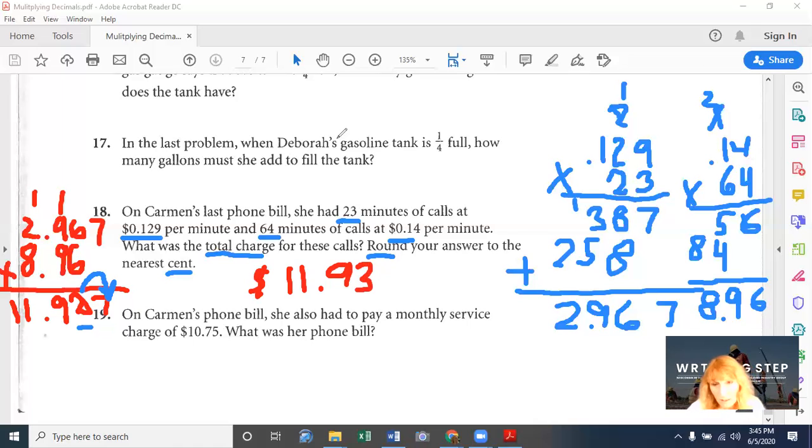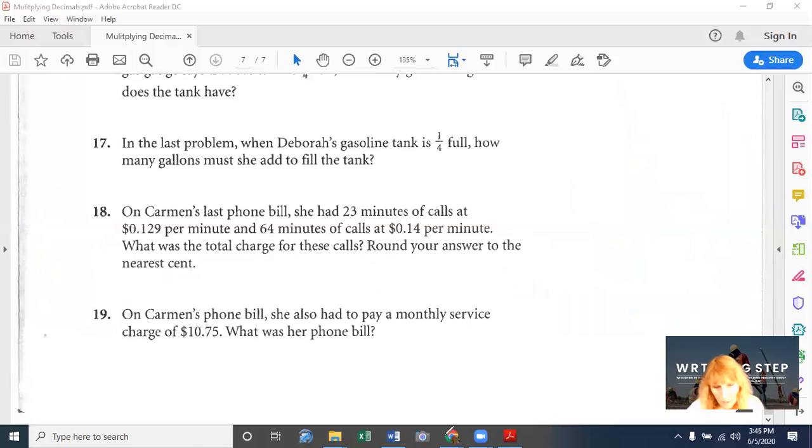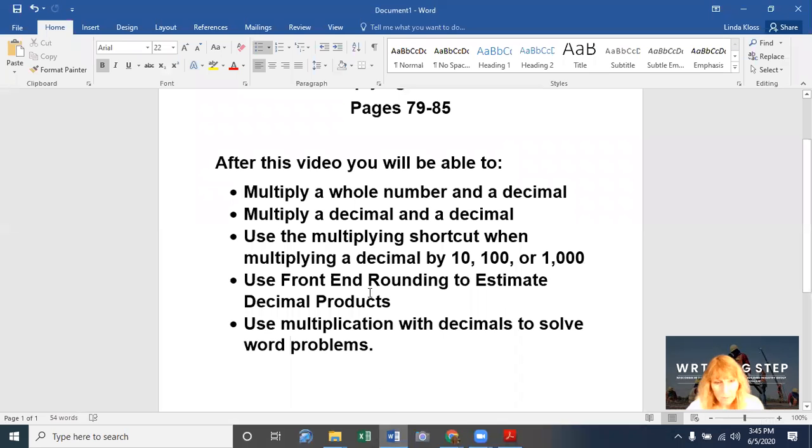So let us clear and go back to our objectives and see if we've met them. So can you now multiply a whole number by a decimal? Are you able to multiply a decimal by a decimal? Are you able to use the shortcut method with 10, 100, and 1000? Are you able to estimate and round decimals? And are you able to use the multiplication of decimals in word problems?